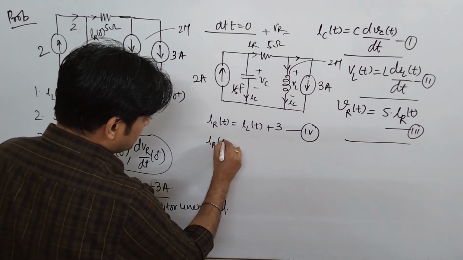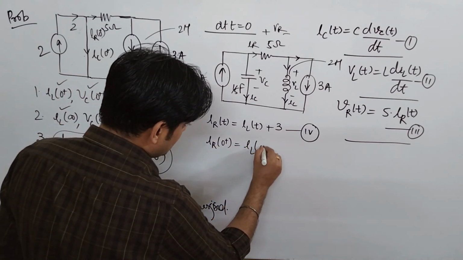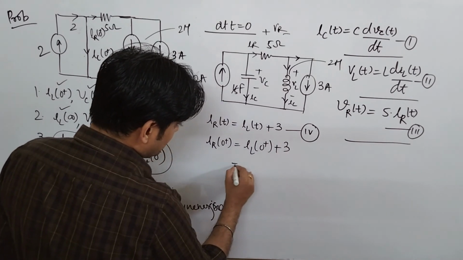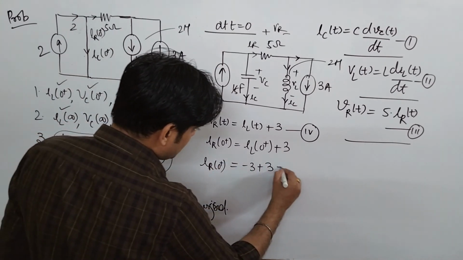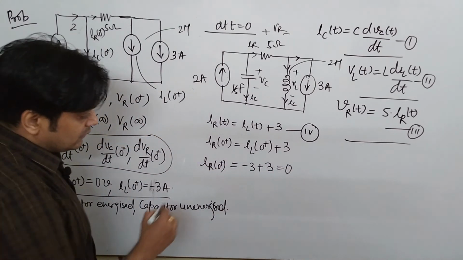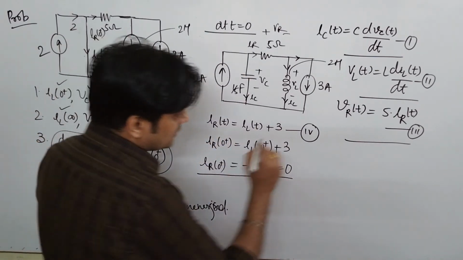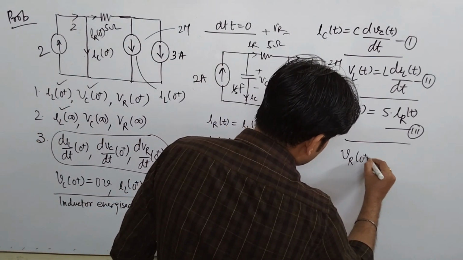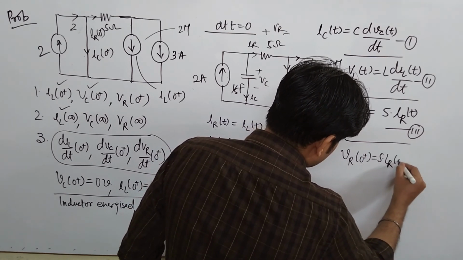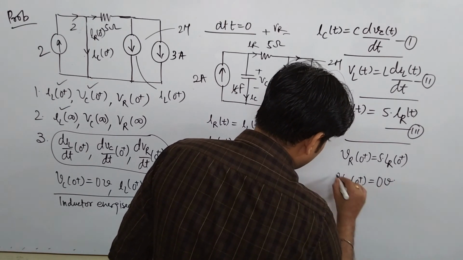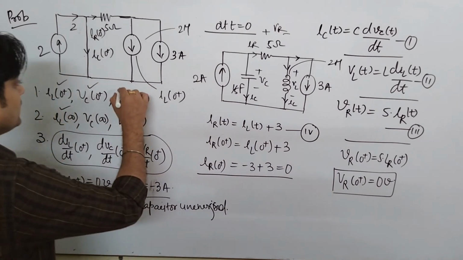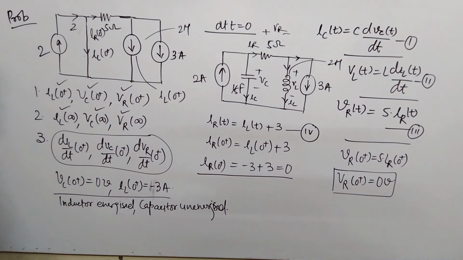So at t equal to 0 positive, IR(0+) is equal to IL(0+) plus 3. The value of IL(0+) is -3, so it is -3 plus 3. So the value of IR(0+) is 0. Once the value of IR(0+) is 0, VR(0+) is equal to 5 into IR(0+). So the value of VR(0+) comes to be 0 volt. Very important. The next point we have to find here.